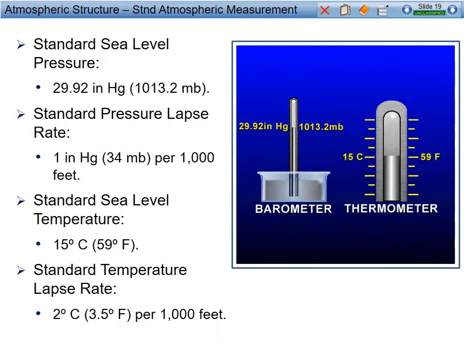the test, but conversions are available in the Flight Information Handbook, which is a reference for this course. In addition to a standard lapse rate for temperature, we have a standard pressure lapse rate, and that is 1 inch of mercury, equivalent to 34 millibars, per 1,000 feet. The standard sea level temperature is 15 degrees Celsius, equivalent to 59 degrees Fahrenheit, and again, the standard temperature lapse rate is 2 degrees Celsius per 1,000 feet increase in altitude, which is also approximately 3.5 degrees Fahrenheit.